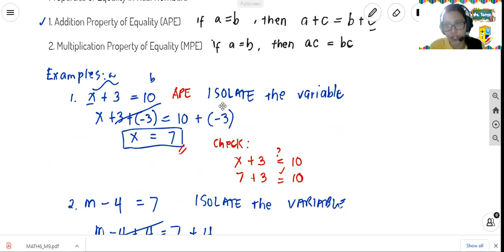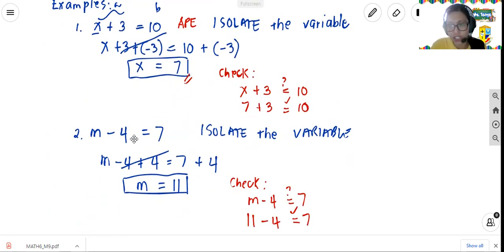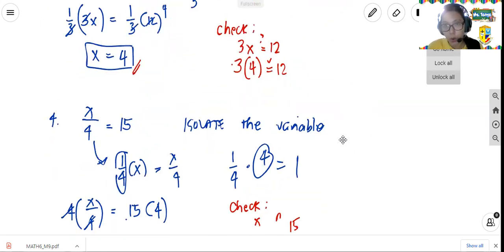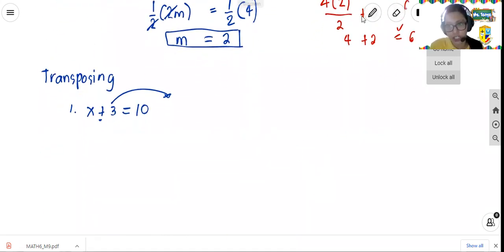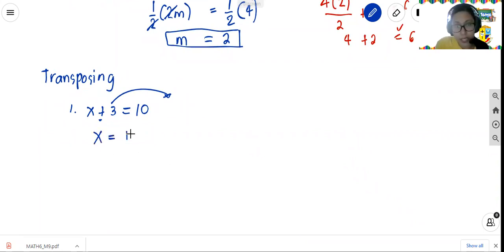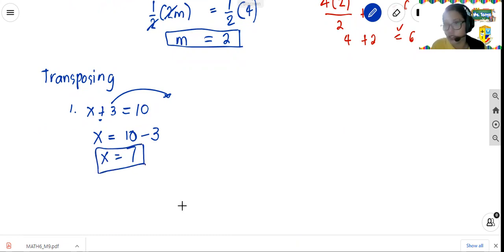If you also look here on our second example, we have negative 4, and what we added on the right side is positive 4. So you have to make sure that when you transpose a number or a variable to the other side, the sign should change. So this will be x is equal to 10, and when I transpose 3 to the right side, it becomes minus 3. Then x is equal to 7. You will still yield the same answer.